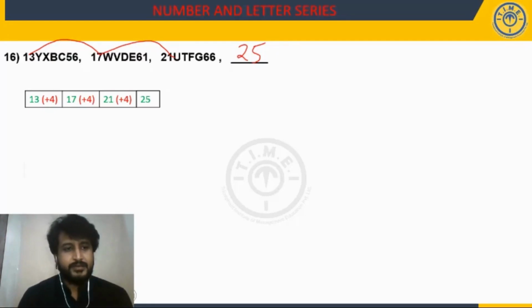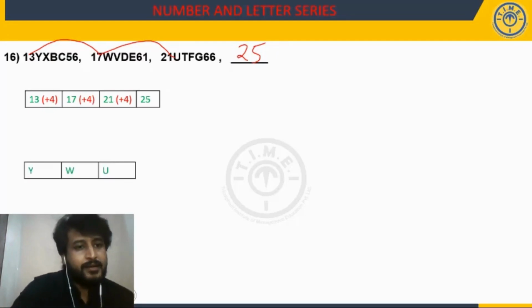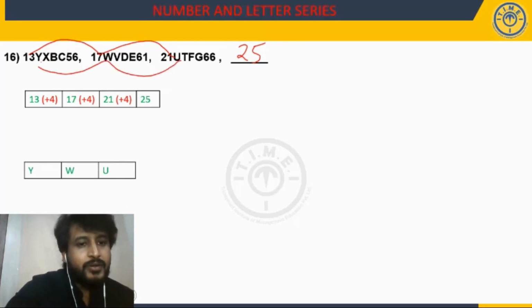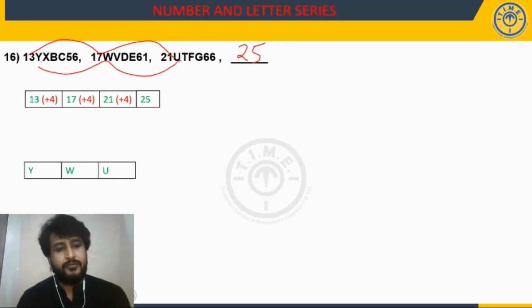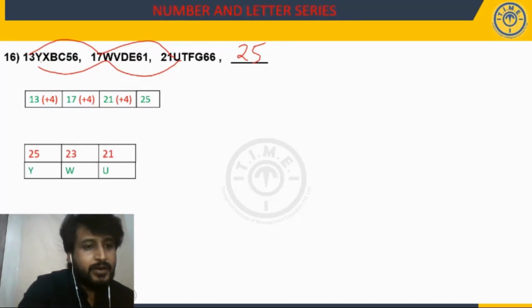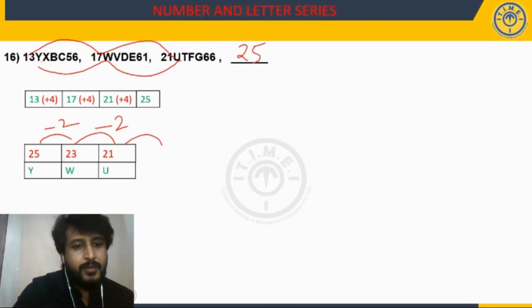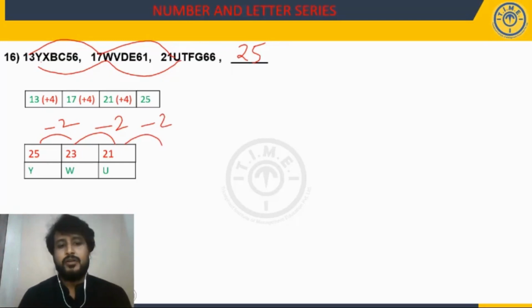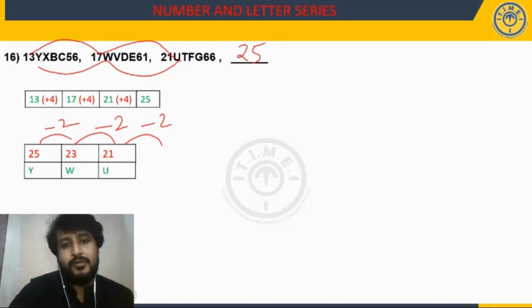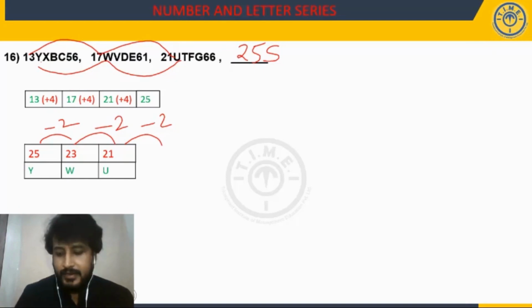Now next, identify the logic in the second set of elements, that is Y, W, U. Y's place value is 25, W is 23, U is 21. 25, 23, 21. And what is the logic? Minus 2, minus 2. Again the next will be minus 2. So 21 minus 2, 19. Which letter's place value is 19? S's place value is 19. So 25S. Now identify the logic in the third elements. What are the third elements? X, V, T.